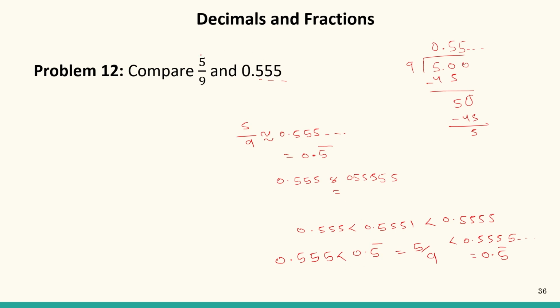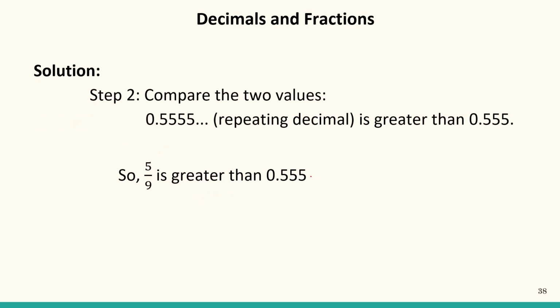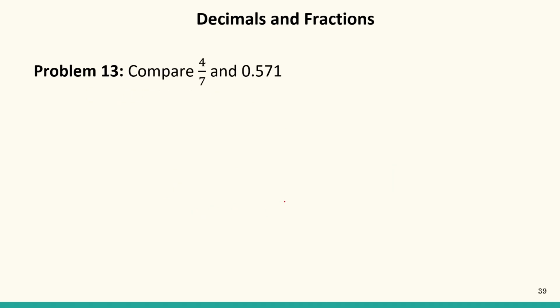So we can say that this is greater than 0.555. Answer. This is a repeating decimal, you can write it as 0.5 bar. So 5 by 9 is greater than 0.555. Next, we can compare 4 by 7 and 0.571.